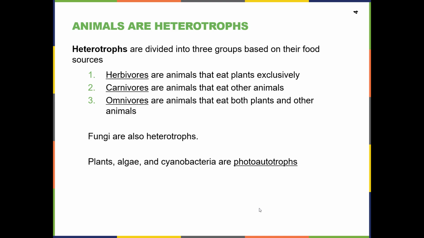Ultimately, we're all heterotrophs in the animal kingdom, and we all have extracellular digestion except for the sponges. And so no matter what we eat, we are heterotrophs. The fungi are also heterotrophs, and then we have the organisms that are photosynthetic, plants, algae, cyanobacteria, those are photoautotrophs. But we're certainly going to be focusing on the animal heterotrophs in this chapter.